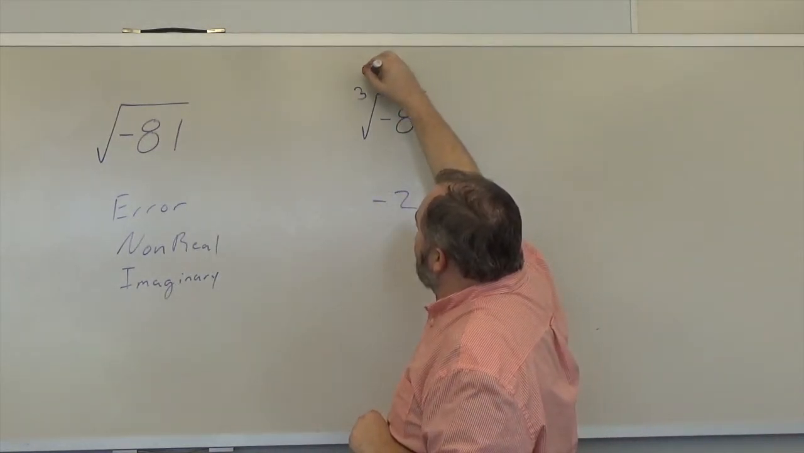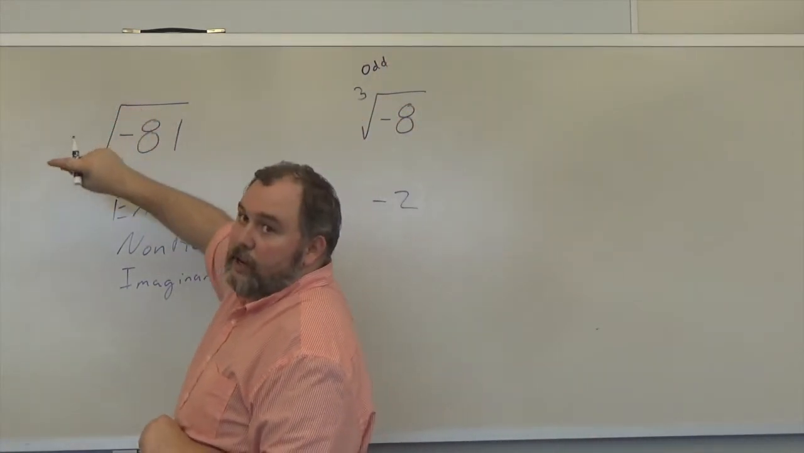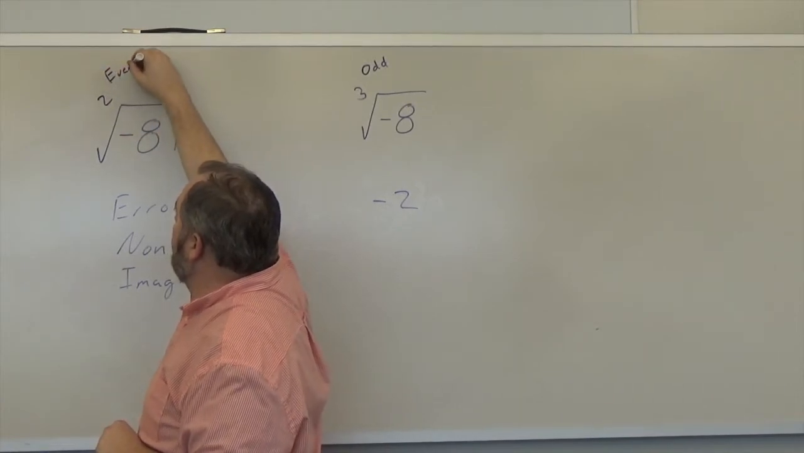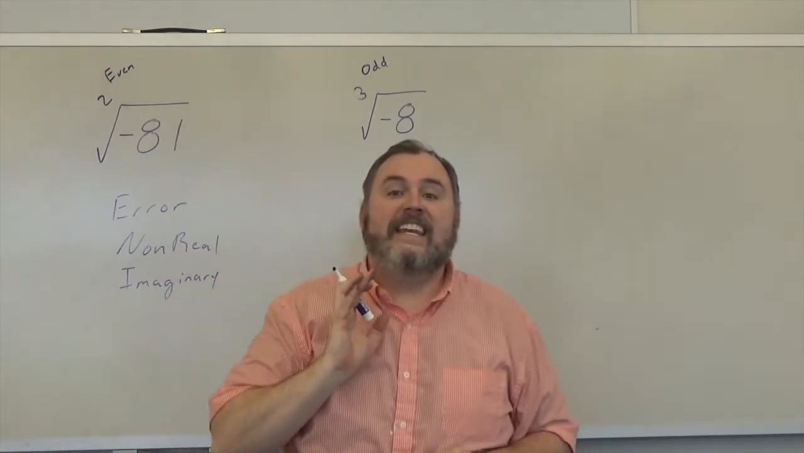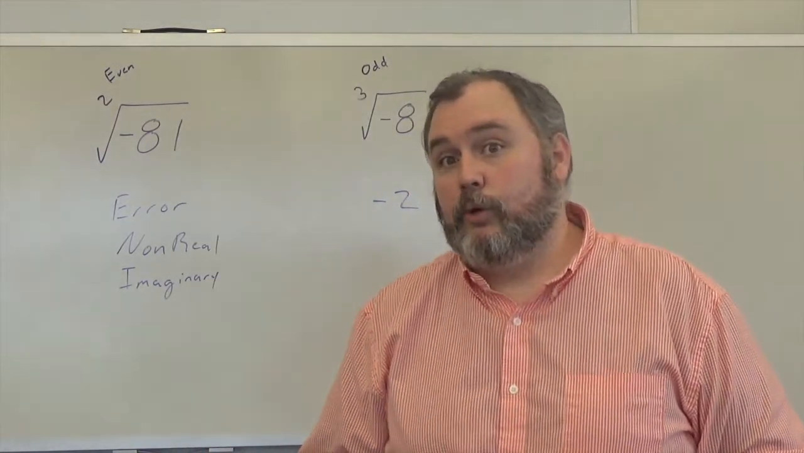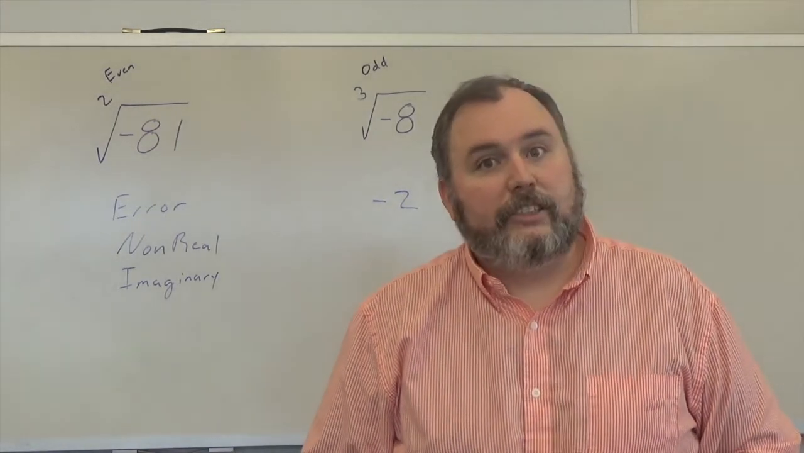Notice this. This is an odd root. Well, what's really right here? The number 2, and it's really an even root. You can never, ever, ever find the even root of a negative number. It doesn't exist. It's something we call imaginary numbers.